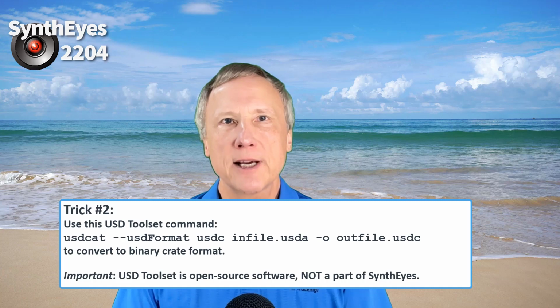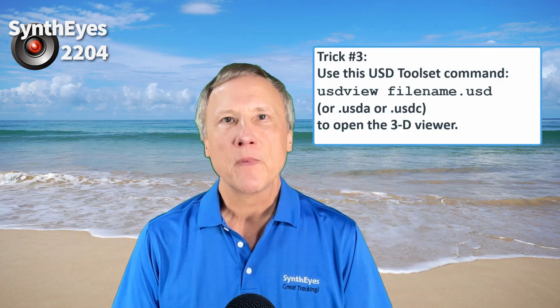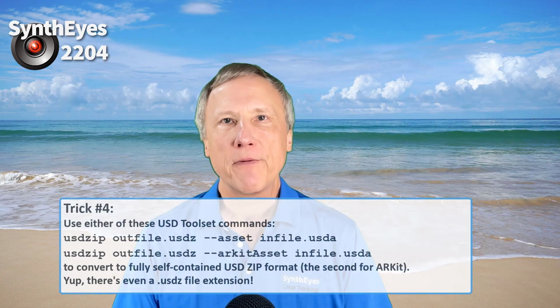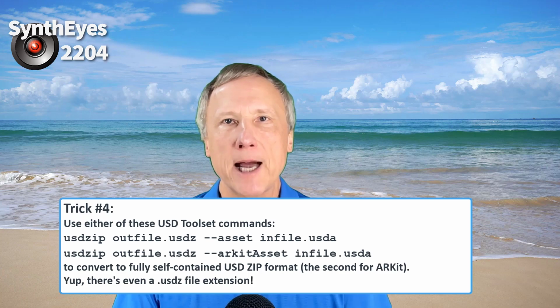More on the USD toolset shortly. Trick number 3. Use USD view to see the exported scene with no additional application, as we were doing earlier. Trick number 4. Use USD zip to convert to a self-contained zipped file format. The USD file exported by SynthEyes is self-contained to start with, but USD zip will include the source images also, and zip compress them into one file. This format is used by Apple's ARKit for augmented reality, though I don't know how many USD features ARKit supports.